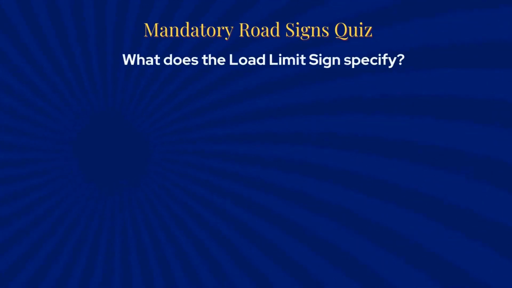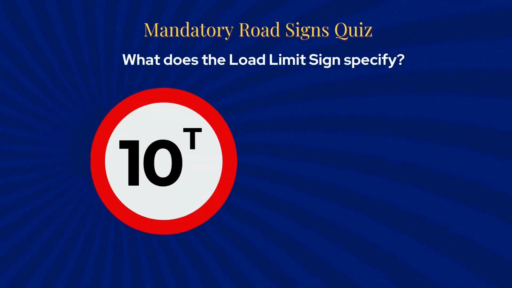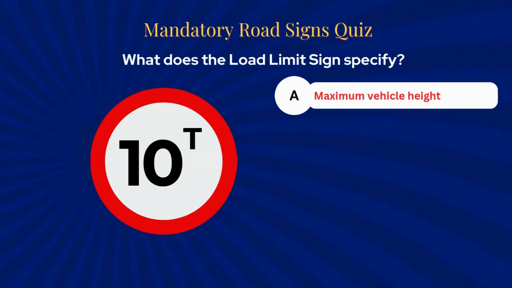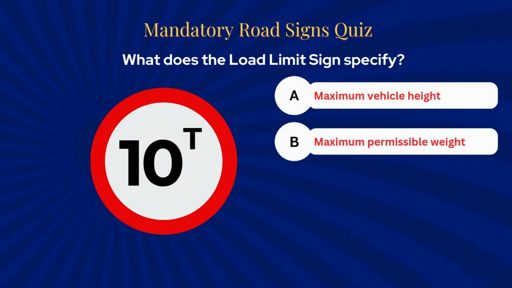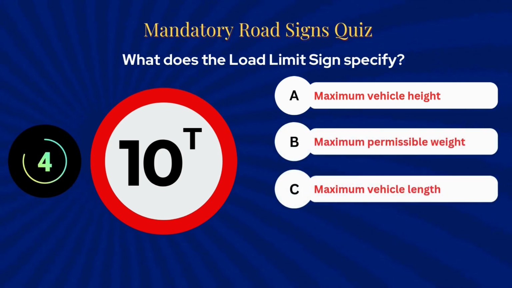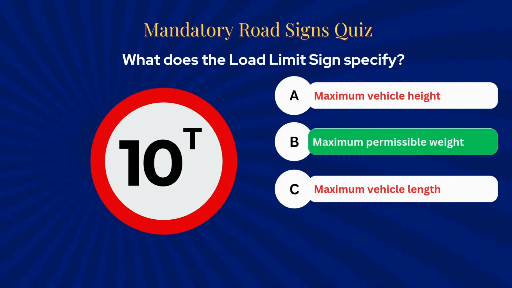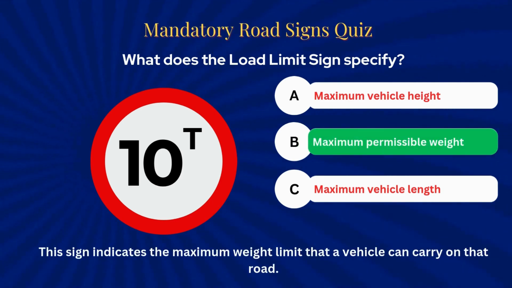What does the load limit sign specify? Options are maximum vehicle height, maximum permissible weight, and maximum vehicle length. Answer is maximum permissible weight. This sign indicates the maximum weight limit that a vehicle can carry on that road.